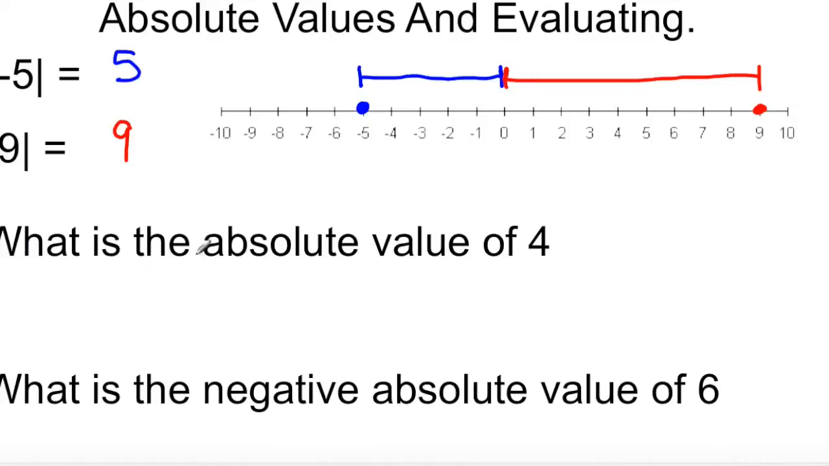Over here we also have the absolute value of 4. So again, if I find 4 on my number line, I'm going to see it's right here. I'll go from 4 to 0, and I can count. I really don't have to, though, because I know that the absolute value is just 4.